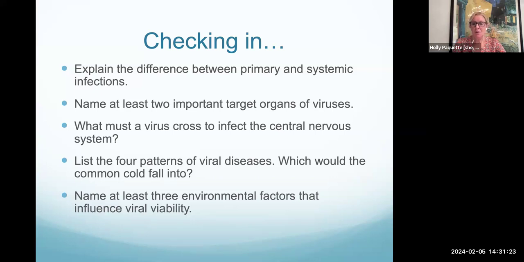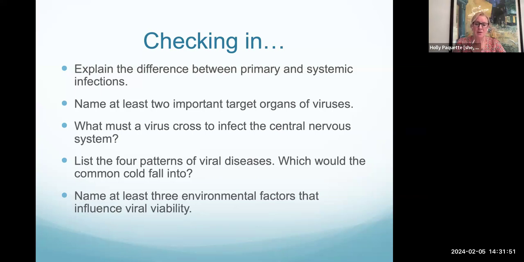Name at least 2 important target organs of viruses. There are the lungs, the heart, liver, kidney, skin, and the central nervous system, all ones that we can name. What must a virus cross to infect the central nervous system? The central nervous system is protected by the blood-brain barrier, and so a virus would need to cross that in order to infect the central nervous system.